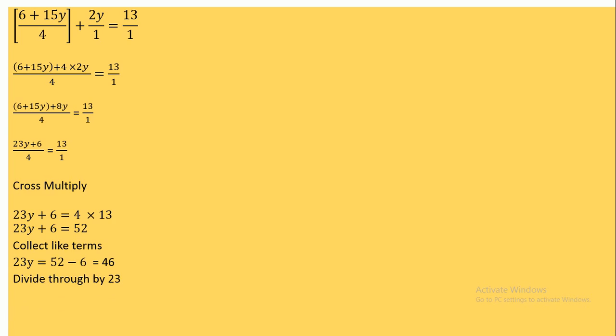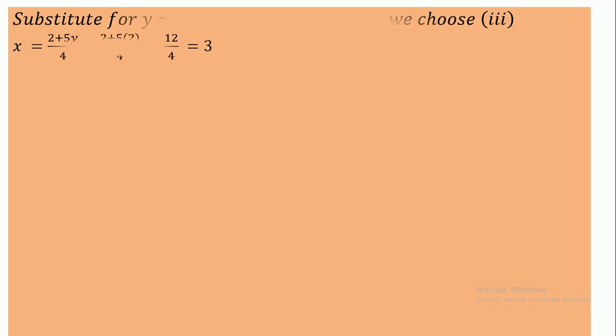And you can divide both sides by the coefficient of y. So the coefficient of y is 23. That's why we divide through by 23, which is the coefficient of y. So by the time you divide both sides, that's 46 over 23, which gives 2. So now, interesting, we have been able to get y to be equal to 2. Boom. y equals 2.